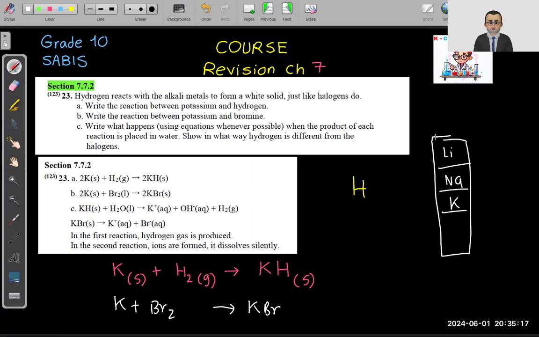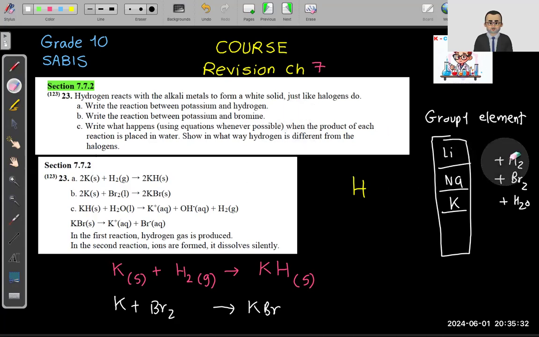So for group 1 elements, when they react with hydrogen, halogen or water, there are different reactions that we need to memorize. The first one we already said, with hydrogen it will form something called hydride. So with bromine, it is a liquid. How did you know it is a liquid?